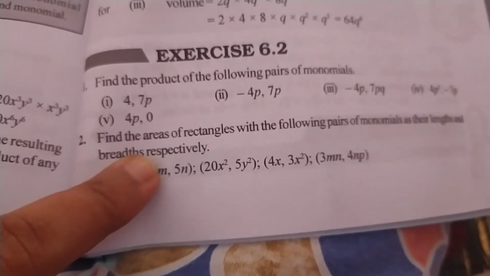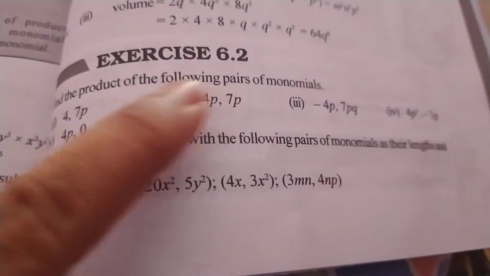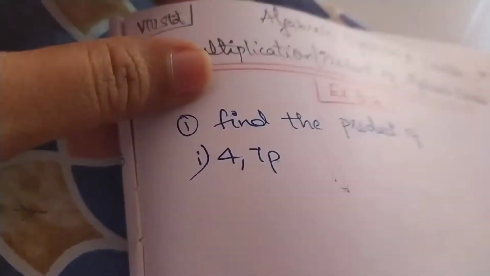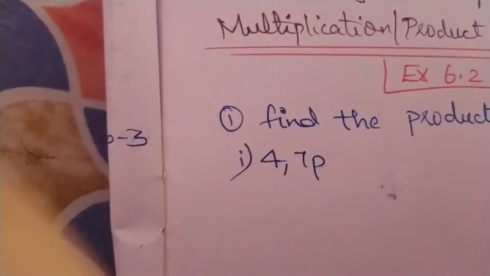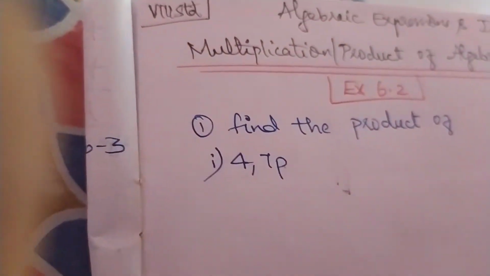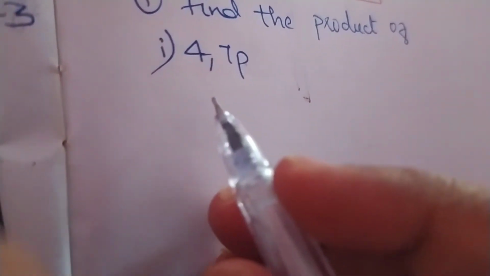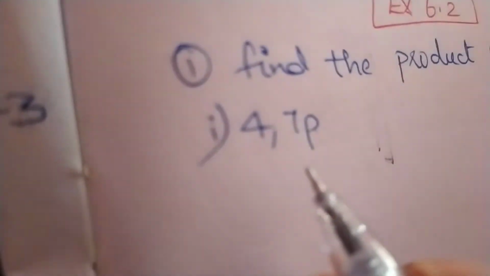And the first is 4, 7p. And the second is minus 4p, 7p. I'm going to do these two problems. So let us find the product of 4 and 7p. As you know, these are monomials. They consist of only one term, so these are monomials. So 4 and 7p is multiplication. Product means nothing but multiplication.